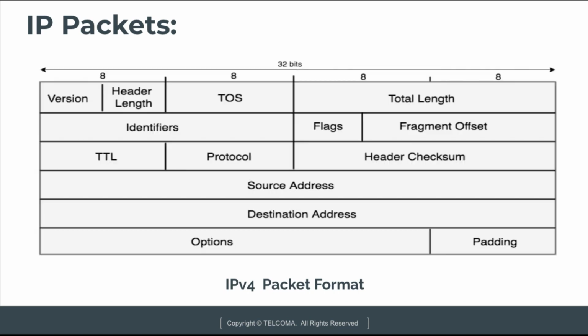So here this is the IP header format. This IPv4 packet header consists of 14 fields, out of which only 13 are used. These fields are like version, identifier, protocol, padding, fragment offset. So these are the fields of the IPv4 packet format, and this packet is 32 bits wide. Let's discuss these fields one by one.